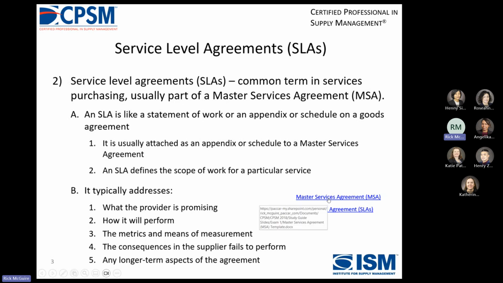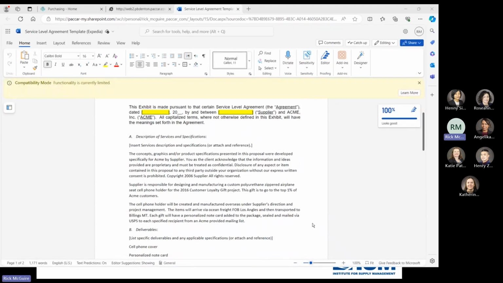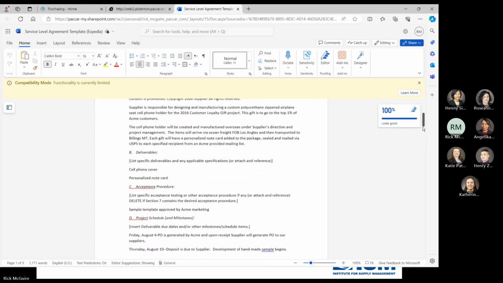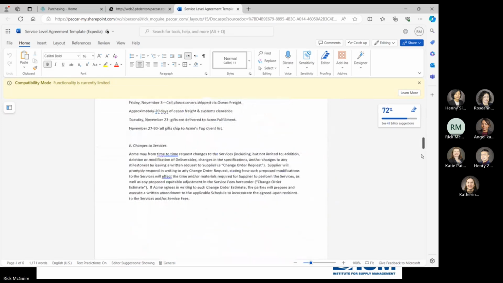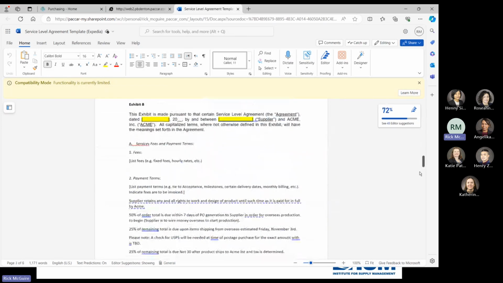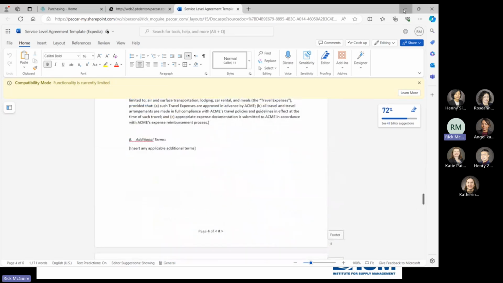So here's a copy of PACCAR's master service agreement. I don't know, this one's from like 2015, so it might be old. And this is our template for an SLA. Service level agreement, description of services, what are the deliverables, acceptance procedure, project schedule, and so on, changes to services. And then you've got some exhibits. So that's what an SLA does.